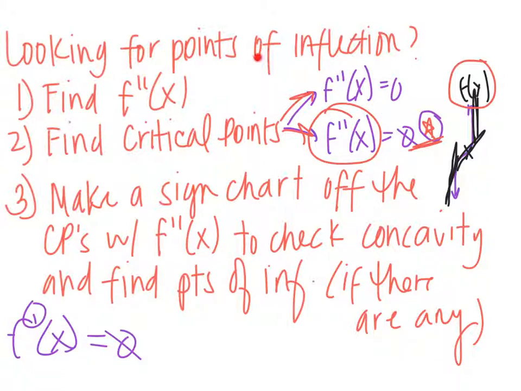All right, let's go back to points of inflection. So again, find the second derivative, find the critical points, make a sign chart off of the critical points with the second derivative to check concavity. And when there's a change in concavity, you have a point of inflection, if there are any.